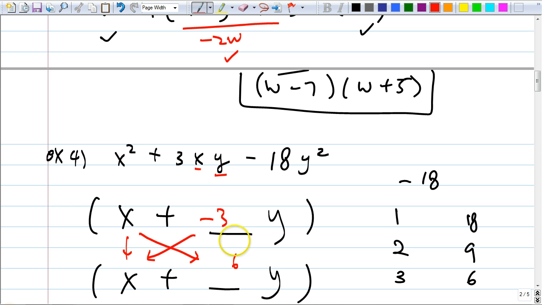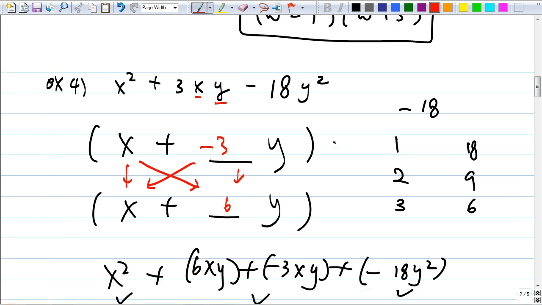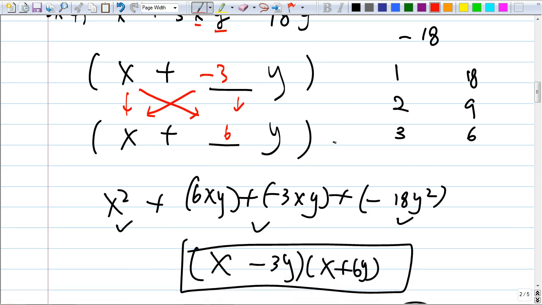And of course, when I multiply these vertically like this, I get? Negative 18. Yeah, negative 18 what? Negative 18y squared. Isn't that what we needed? Right? Okay, so is that what we need? Do we get positive 3xy when we add them together? Yes. So there's your answer.